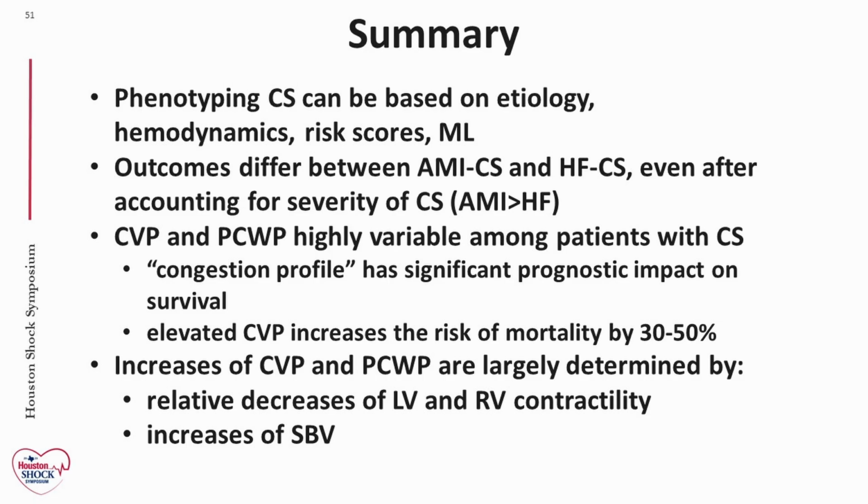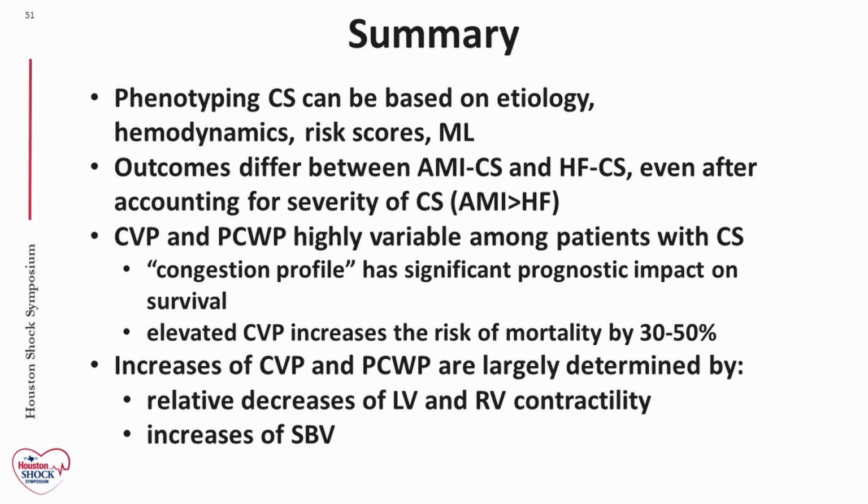The outcomes differ between AMI and heart failure shock, even after accounting for severity of shock, with AMI having significantly higher mortality. As we get better in phenotyping, we may find other subgroups that will require more or less aggressive treatment right up front. CVP and wedge are highly variable, but this congestion profile has a significant prognostic implication on survival, and elevated CVP increases the risk of mortality by 30 to 50%.